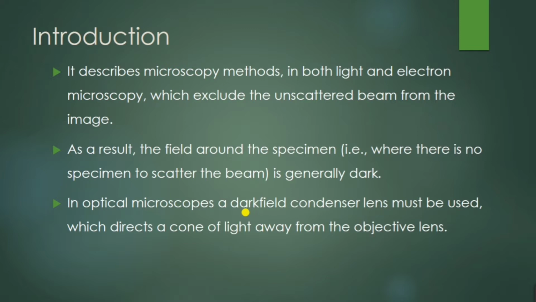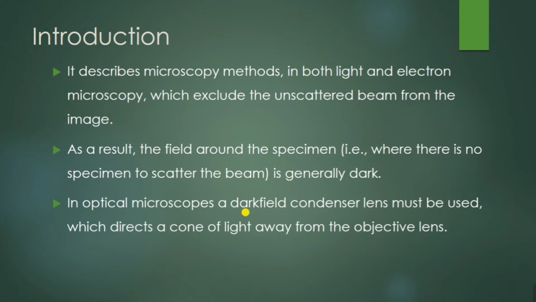As a result, the field around the specimen, that is where there is no specimen to scatter the beam, is generally dark. When you see through your objective, the field around the specimen will be dark in a dark ground microscopy.